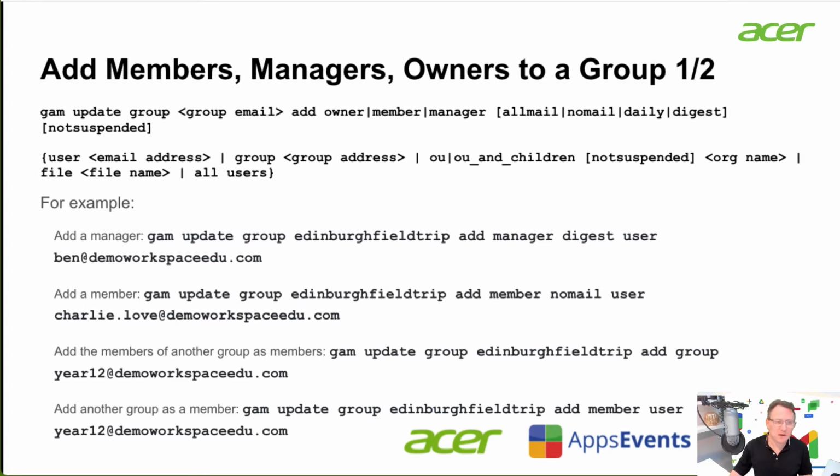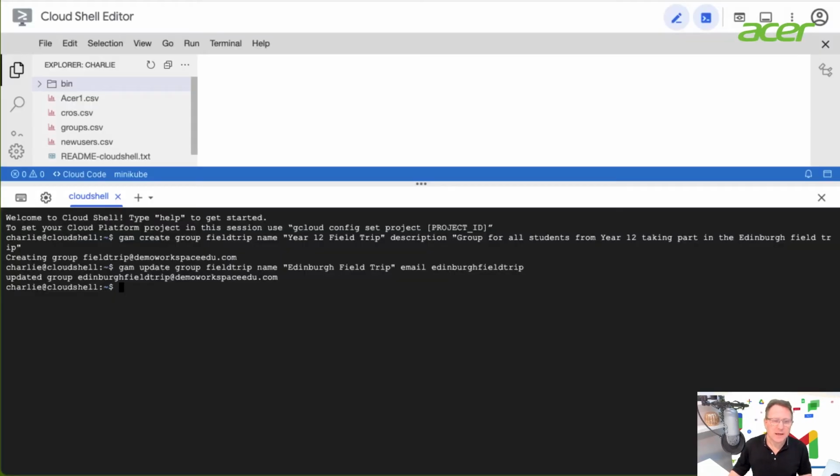So let's jump across to the Cloud Shell, and in this case we're going to add a new manager. So it's GAM update group Edinburgh Field Trip, which is the name of our group, add a manager. Digest means that this manager is just going to get a weekly digest from the group. They're not going to get all the mail all the time. They're going to get a digest of the mail all pulled together. That's why I've used digest there. And I've said who the user is, and I've given their email address. So I'm going to add that user in, and that user becomes a manager for the group.